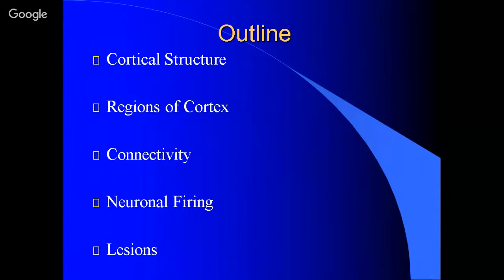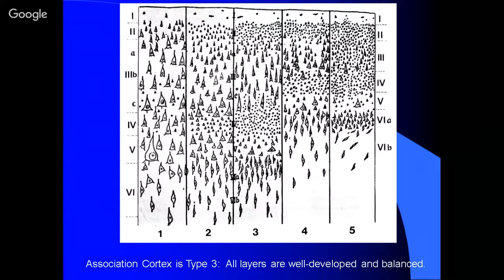So this will be our outline. We're going to look briefly at cortical structure and then regions of the cortex that are involved and known as association cortices, their connectivity, their firing, and then what happens with lesions.